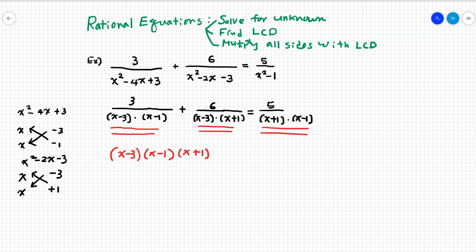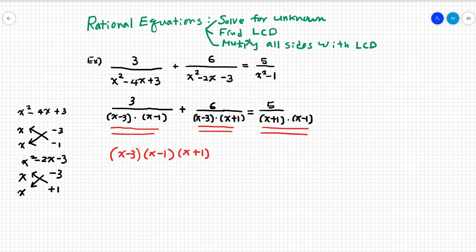So for the first two terms, we had x minus 3 and x minus 3. We are not going to put 2 of x minus 3 here, we're just going to put 1. And for this one, x minus 1 and x minus 1 over here, we're just going to put 1. Okay? So now we're going to multiply everything by this.